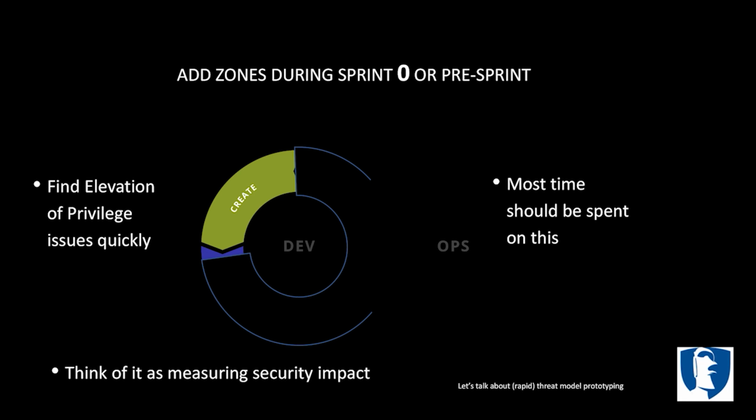So the first part of doing rapid threat model prototyping is we add zones of trust, where you find higher trust and lower trust. Now, how I define that is: what is the criticality of the data going in? What is the criticality of the system? So if the system has a higher criticality, if I can break that system, then that's probably going to have a higher zone of trust.